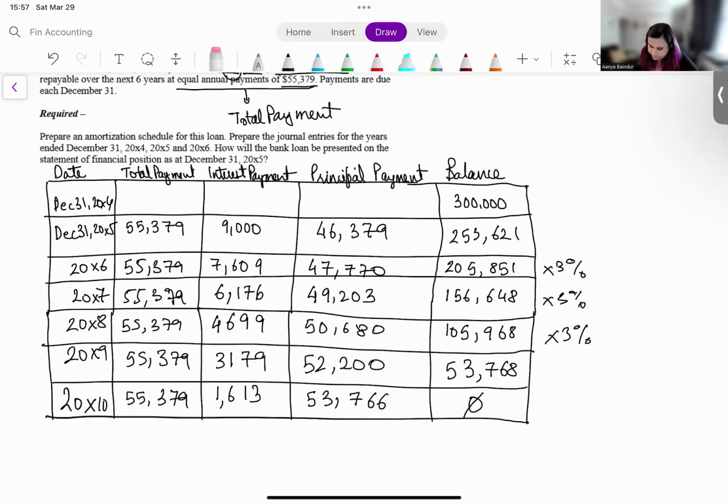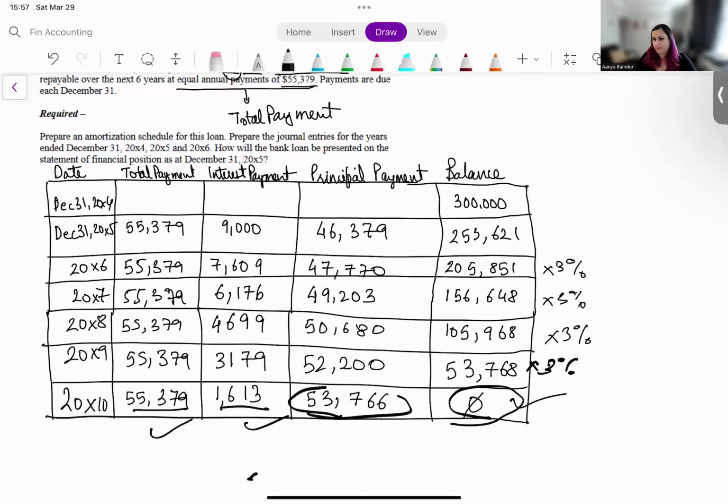We created the table. At the end of it, our balance reaches 0. And just again to reiterate, you set down how much ever the total payment is. You find how much interest is incurred by multiplying whatever balance was there by 3%, or whatever the interest rate is. Subtract the interest payment from the total payment. That is how much goes towards repaying the loan, the principal payment. And at the end, find the balance remaining, which at the very end will be 0.